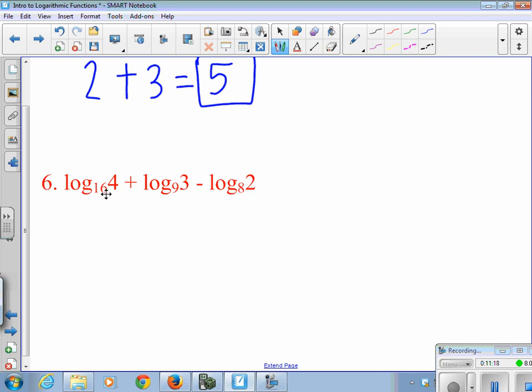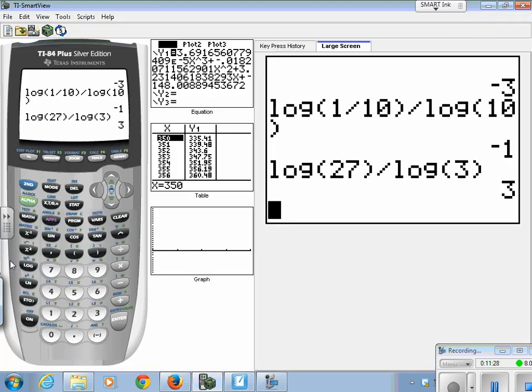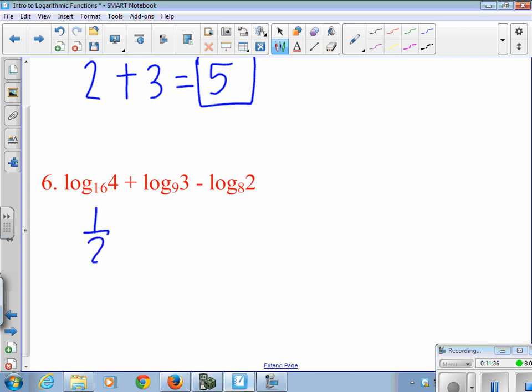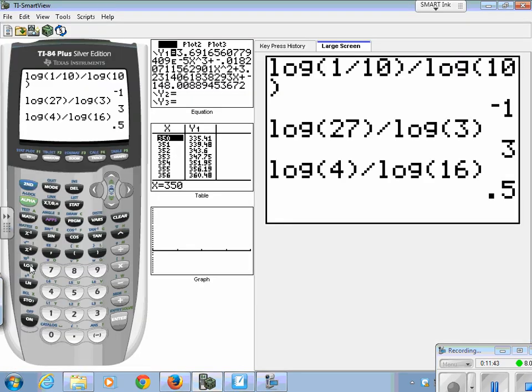All right, number 6. 16 to what power gives me 4? You may be able to think, okay, well that would be the square root of 16, so the answer is 1/2. If not, you can just do log tall divided by log small. So I'm going to do log tall divided by log small. And so that should be 0.5, or I'm going to write that as 1/2, plus, same thing here, log 3 divided by log 9.